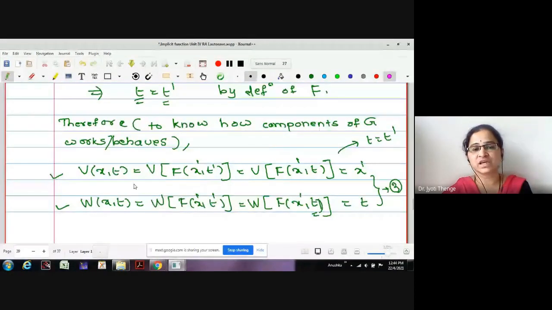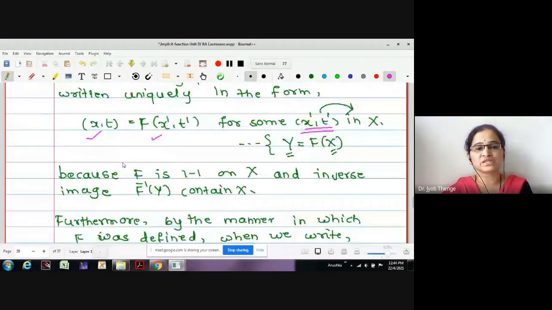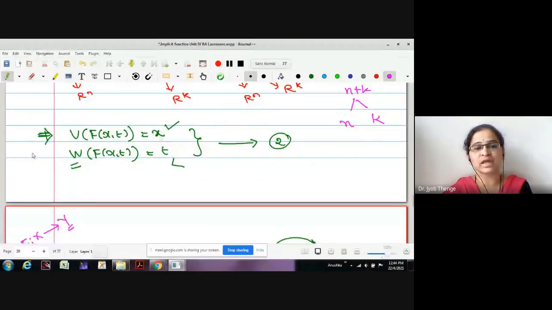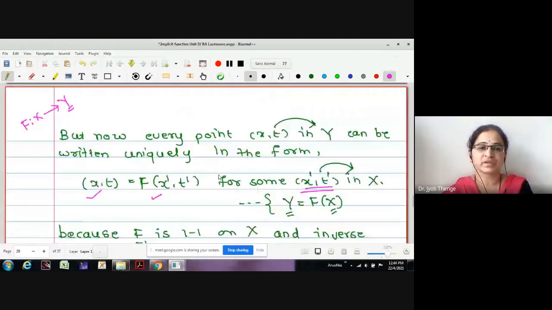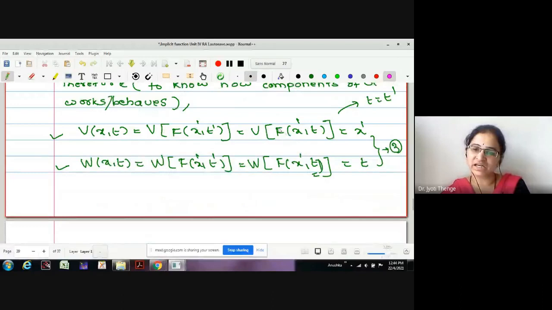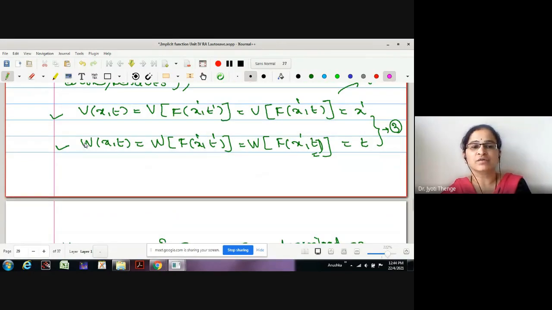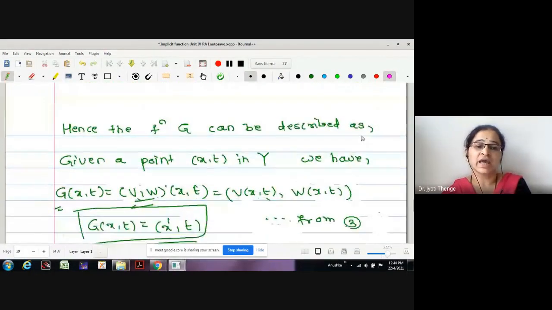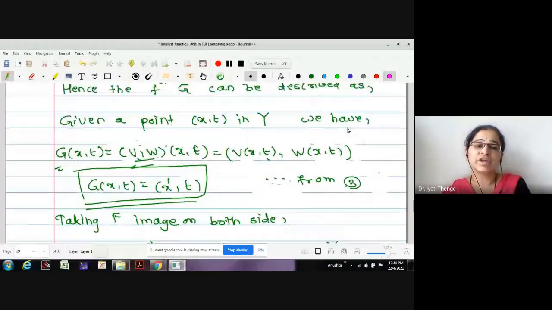But we have seen if v operates on f of (x,t), it will collect the x coordinate. If w operates on f of (x,t), it will collect the t coordinate. Therefore here v operated on f of (x',t) takes the x coordinate, that is x'. w operated on f of (x',t) takes the t coordinate. So we have obtained the definition: v of (x,t) is x', w of (x,t) is t, which is equation number 3. Hence we have found how (v,w) behaves.